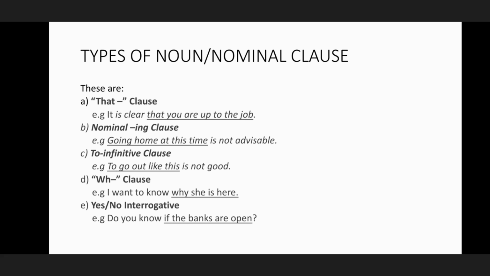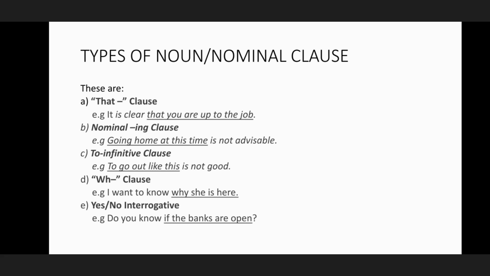Now we have types of a noun clause or nominal clause in a sentence, in the English language. We have the THAT clause. This means that in a group of words underlined or given, THAT usually starts the sentence. Let's look at the sentence below it.